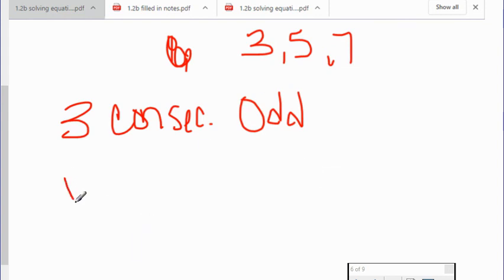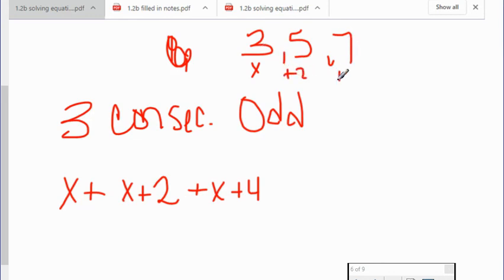The first one is still going to have an x. This one will be represented with an x. But to get to the next one, you don't just add 1, you add what? And to get to the third one, you don't just add 2, you add 4. So when it throws in that odd and even, that's when you're going to have x plus 2 and x plus 4. Does that make sense? You're skipping. To get from 3 to 5, you have to add 2. And to get from 3 to 7, you have to add 4. That's where the 2 and the 4 come from.